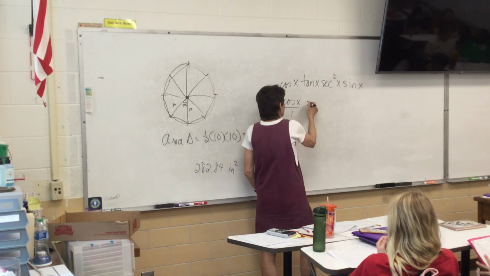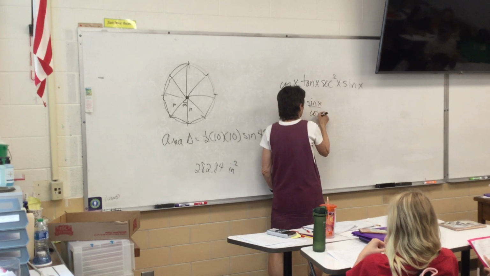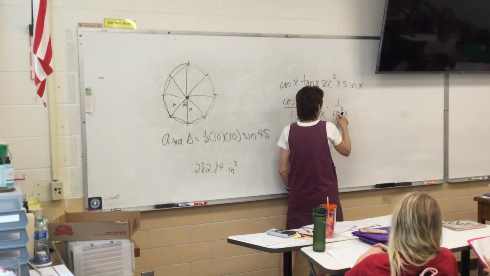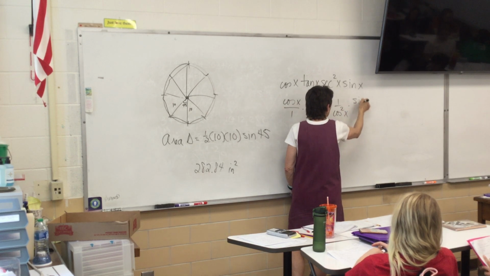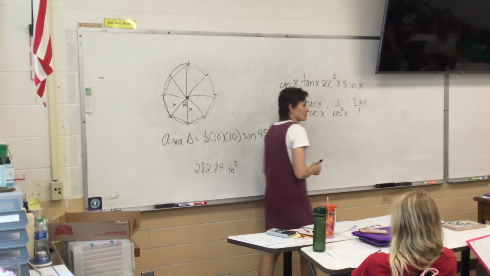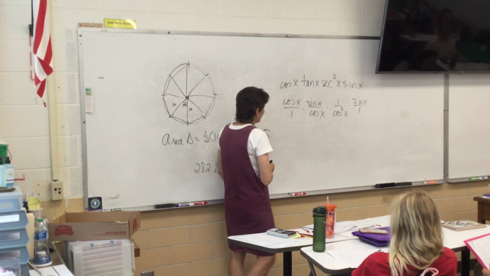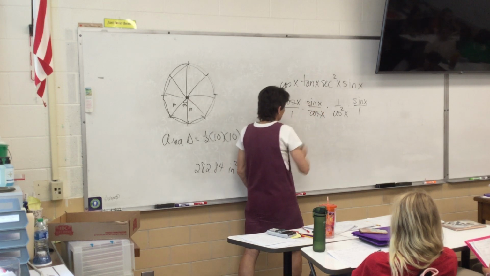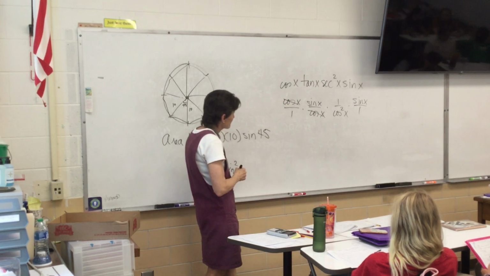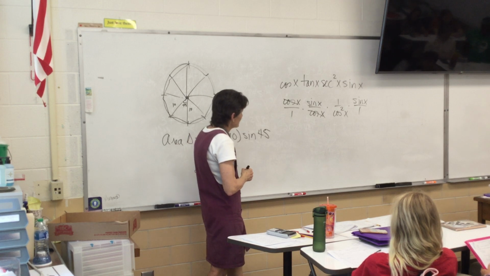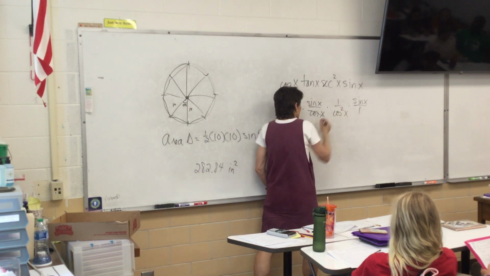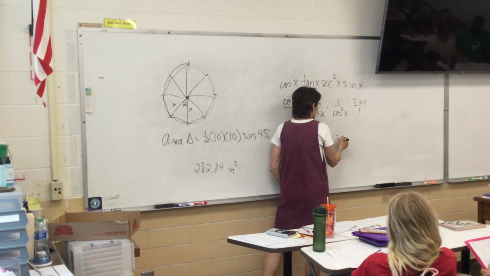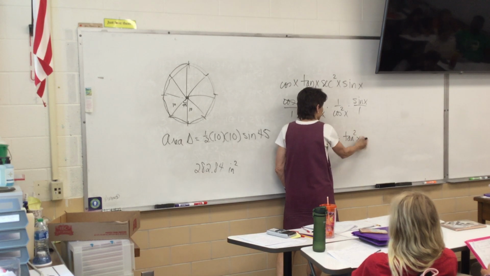So tangent is sine over cosine. Secant is 1 over cosine, but it's squared, and then sine over 1. Okay, so now when I start, it looks like the only thing that cancels is the cosines. So multiplying straight across, I have sine squared over cosine squared, which is tangent squared.